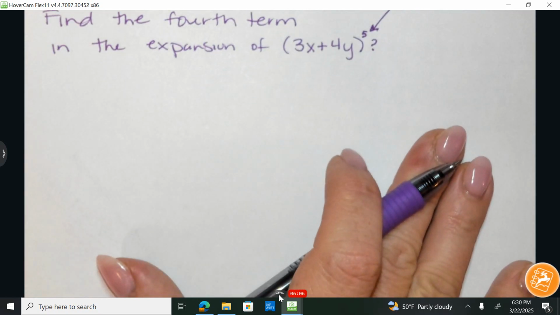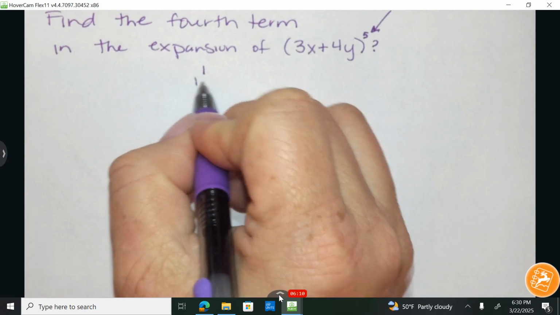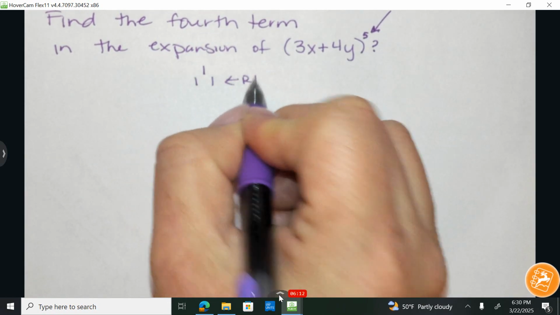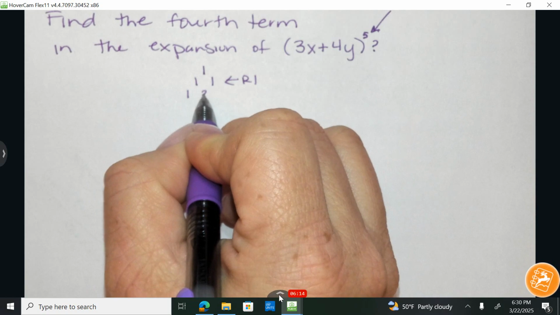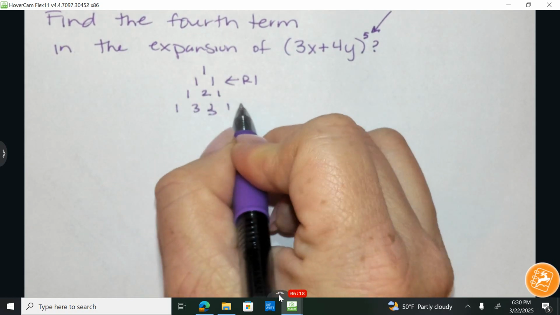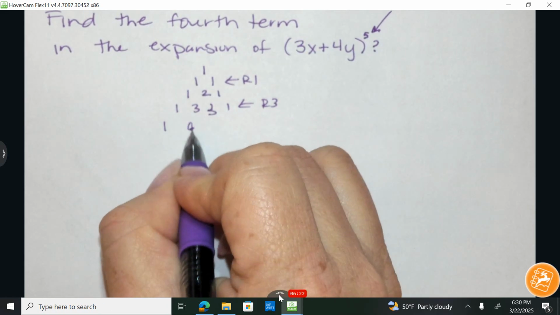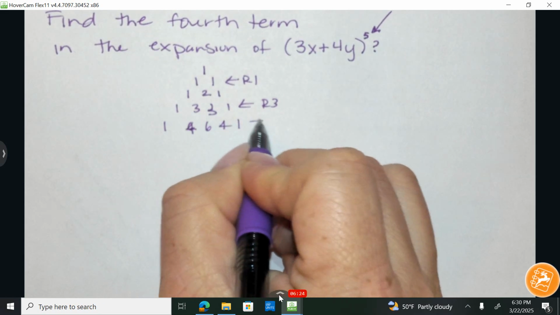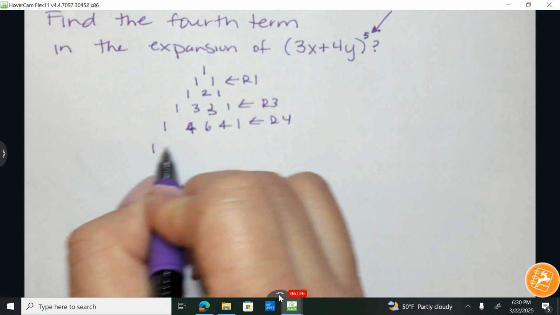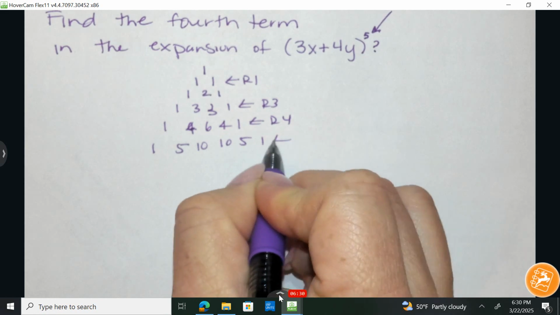But I want to explain once again, how do I start this? If you want to think of it as row 0, then we have, this is row 1. Again, you're not having to recreate this every single time. That's row 2. This is row 3. Oops. 4, 6, 4, 1. This is row 4. 1, 5, 10, 10, 5, and 1.